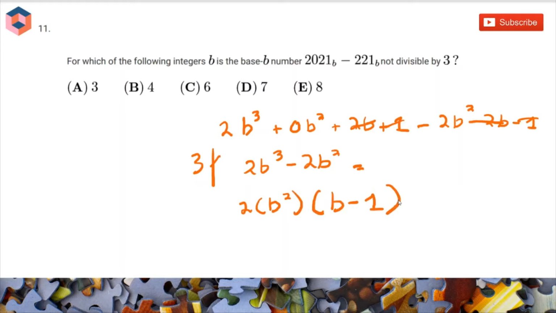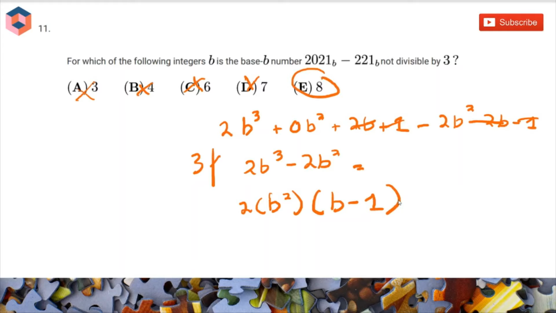Now, notice that if b is a multiple of 3, then this number is automatically a multiple of 3. So multiples of 3 don't work. What if b is one more than a multiple of 3? Well, if it's one more than a multiple of 3, and then you subtract that one, you have a multiple of 3 again. So this term would give us a multiple of 3 in that case. Well, 7 is one more than a multiple of 3, or more specifically 6, and 4 is one more than a multiple of 3, or more specifically 3. The only answer choice we're left with is 8.